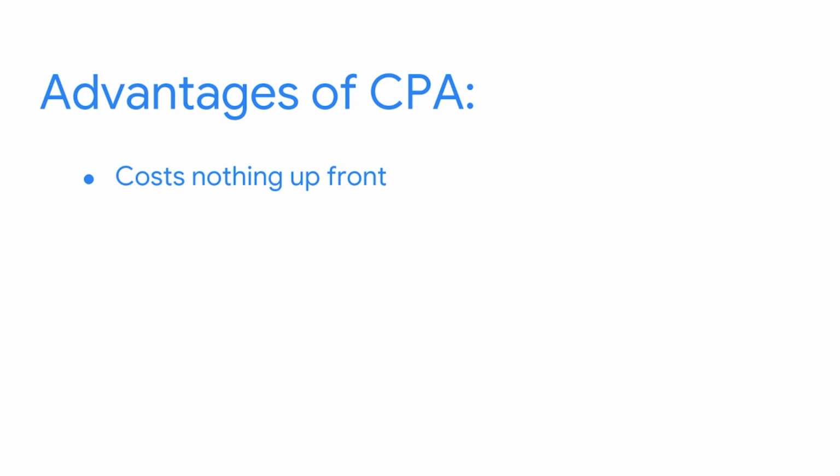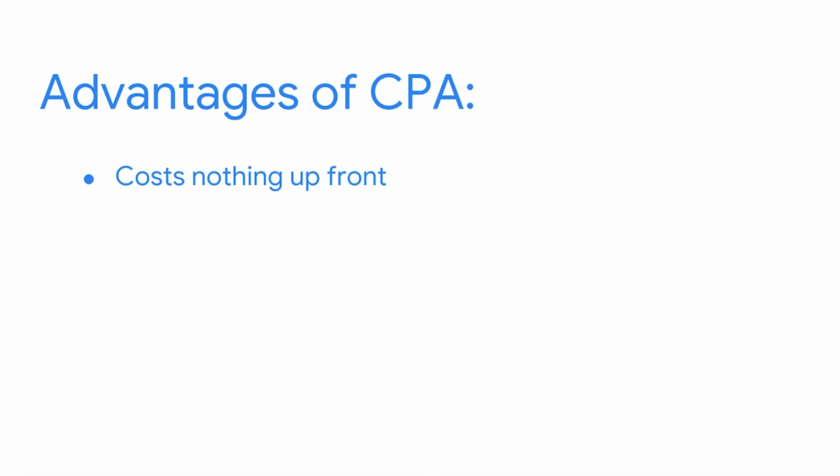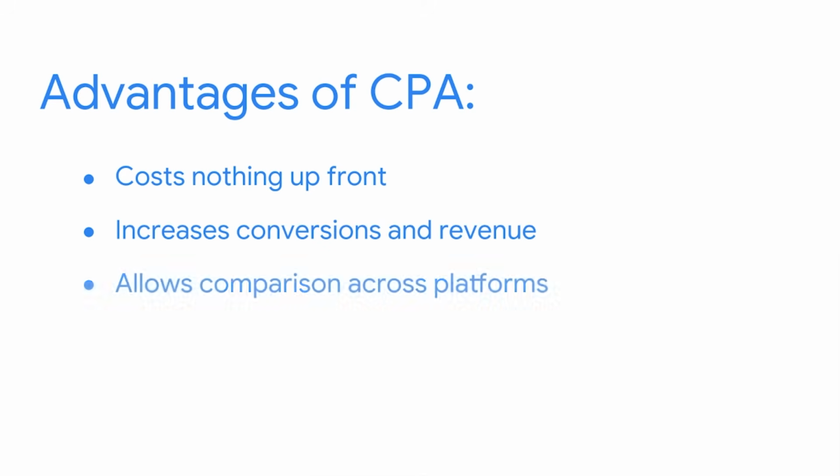Unlike other marketing methods where you pay for ads with no guarantee of sales, CPA costs nothing upfront. Your ads will be shown no matter what your CPA bid is set at, and you only pay when someone completes a specified action. The platform will serve your ads to the people most likely to complete the action you have set. CPA is an ideal strategy if your main goals are to increase conversion and generate revenue. CPA also allows you to compare your ads' performance across platforms.